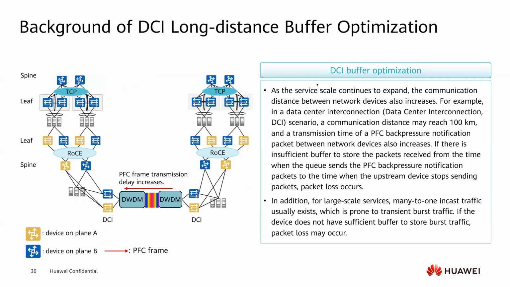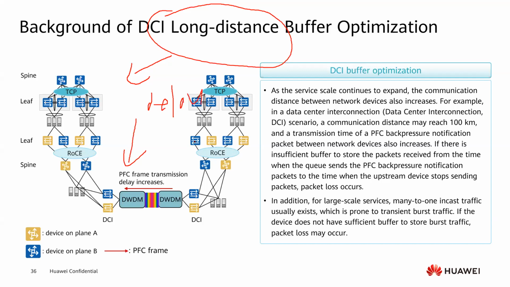The other concept is the headroom buffer. Let's say in this scenario, we have two different data centers connected by fiber over a long distance. You can see the packet transmitted over a long distance. It may have delay, time delay. It may have latency.